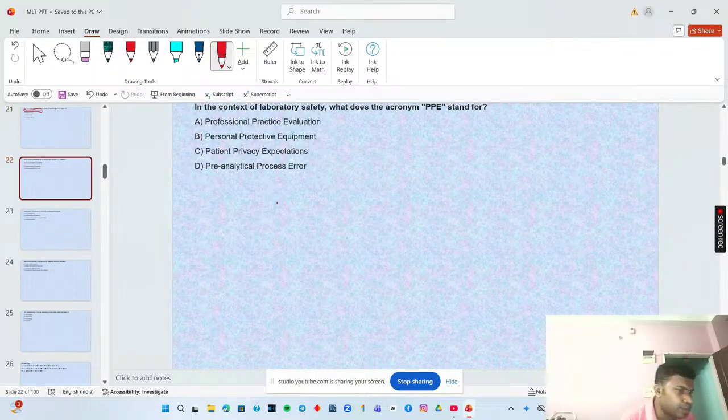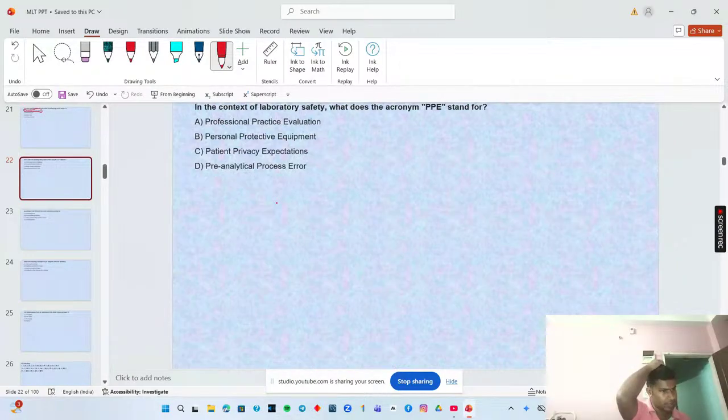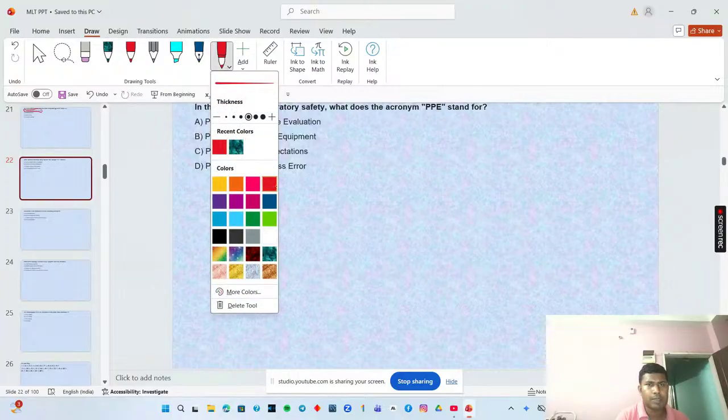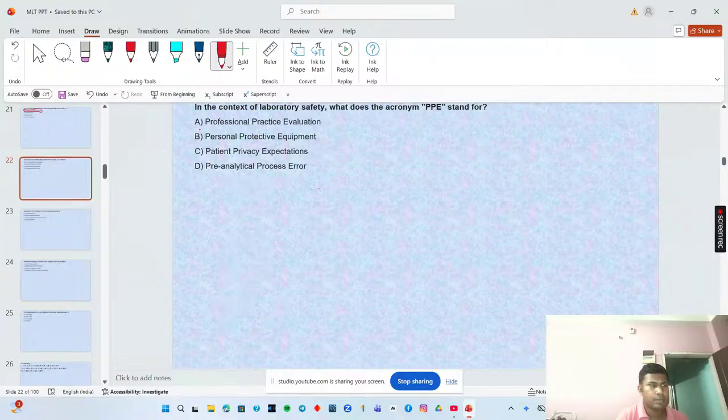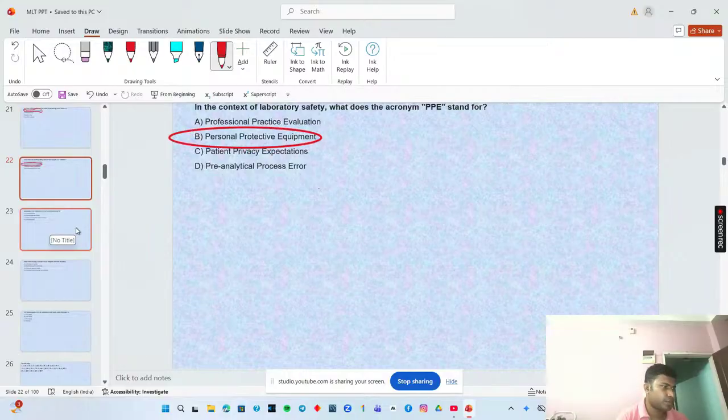What is the full form of PPE? You have heard about PPE kits during coronavirus. Have you heard about PPE kits? So the acronym for PPE will be personal protective equipment. So what is the acronym of PPE? It is personal protective equipment.